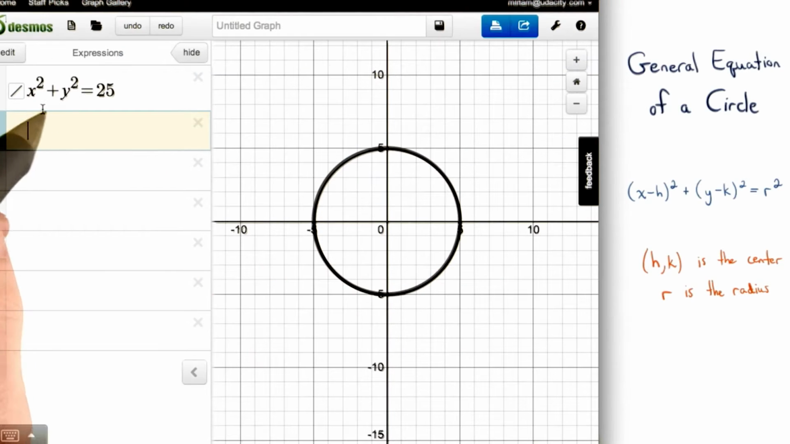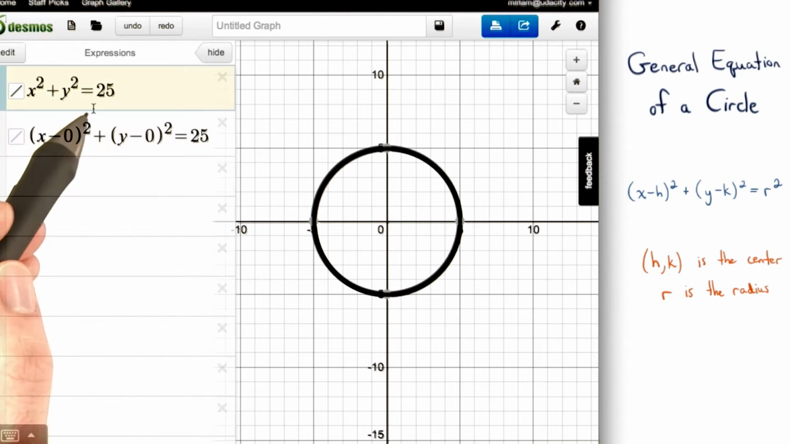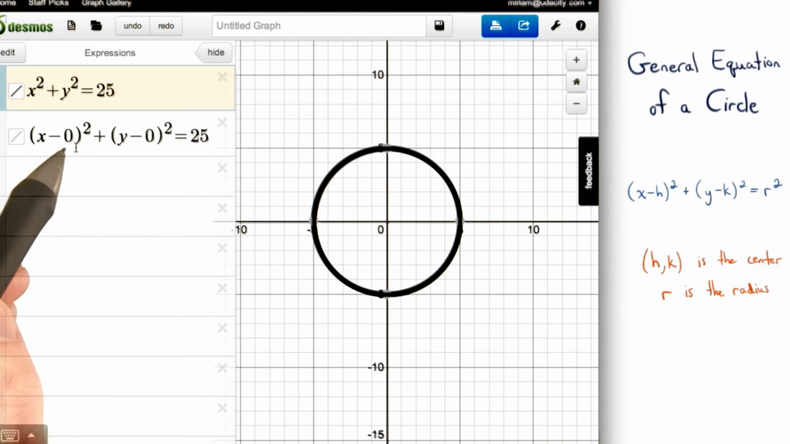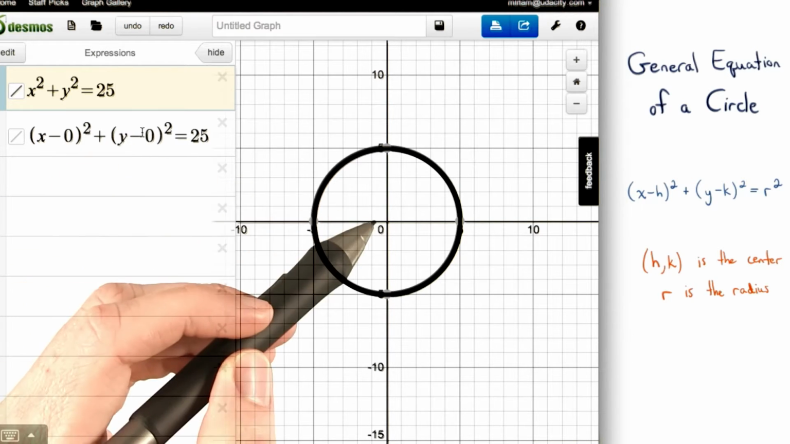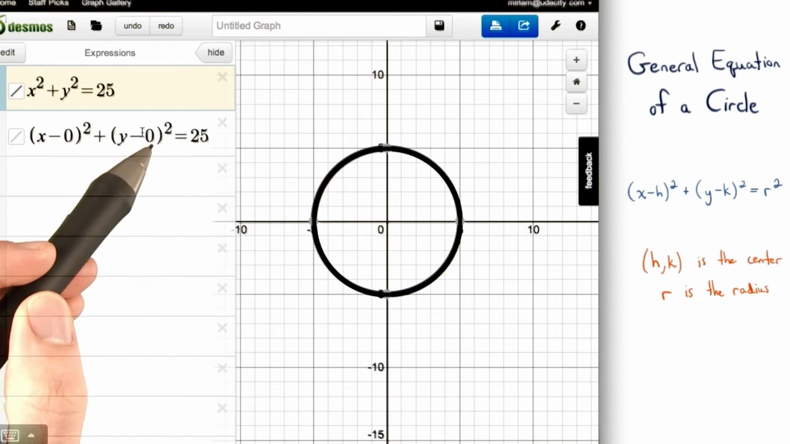Here's a circle centered at the origin with a radius of 5. Notice that this equation is really the same as this one. If we subtracted or added 0 to the x and y value, we'd still be at a center of 0, 0. This is our h, and this is our k.